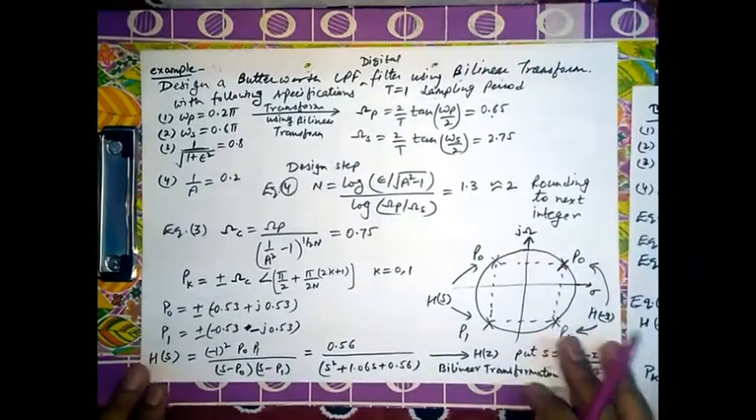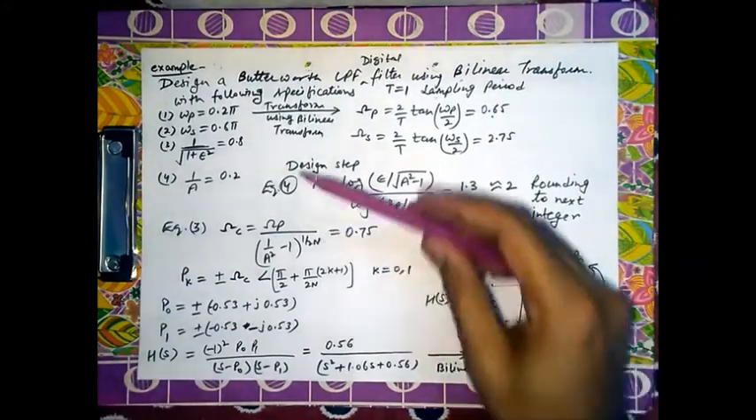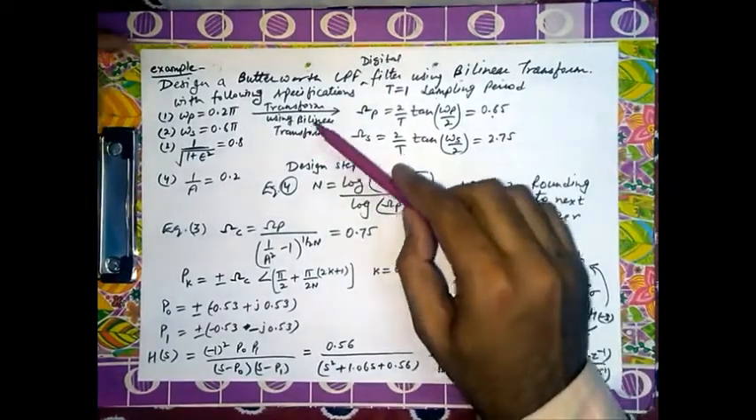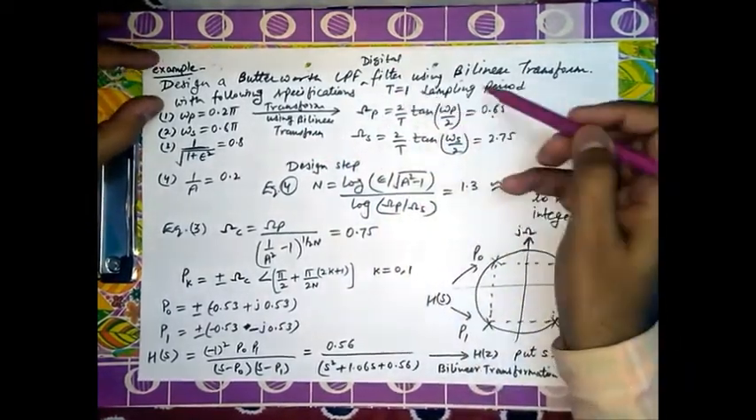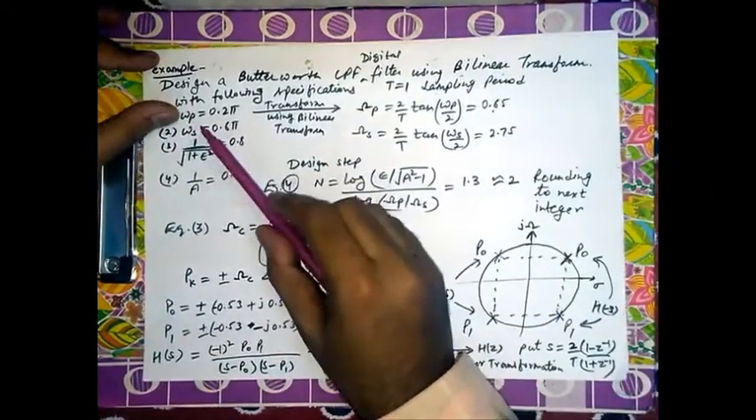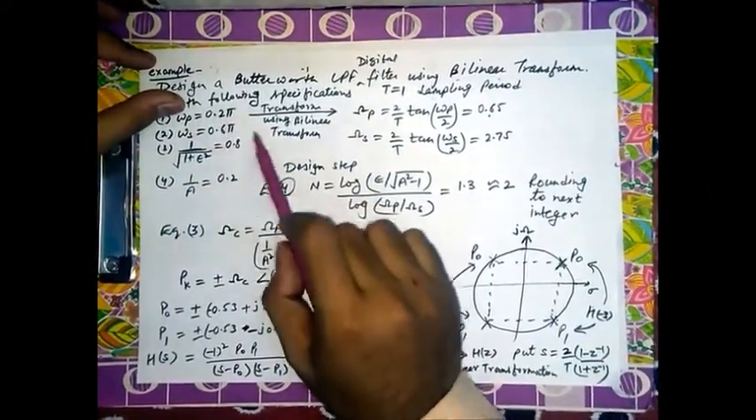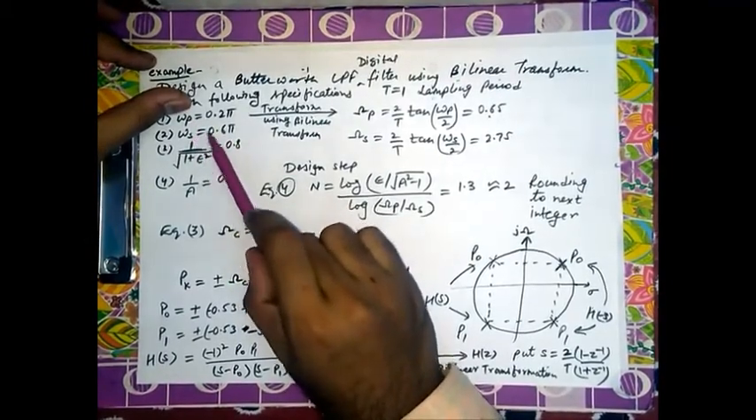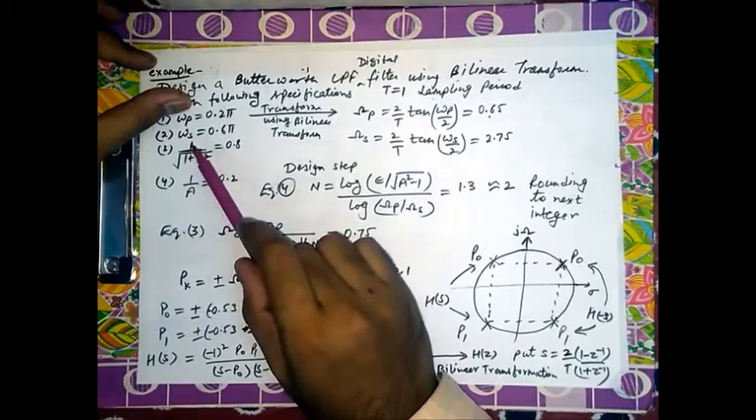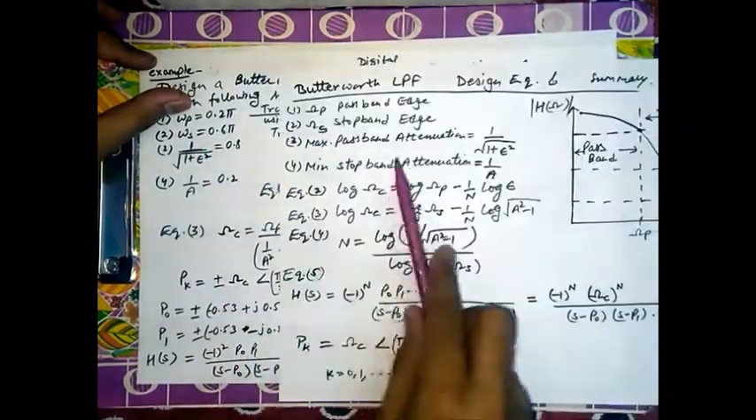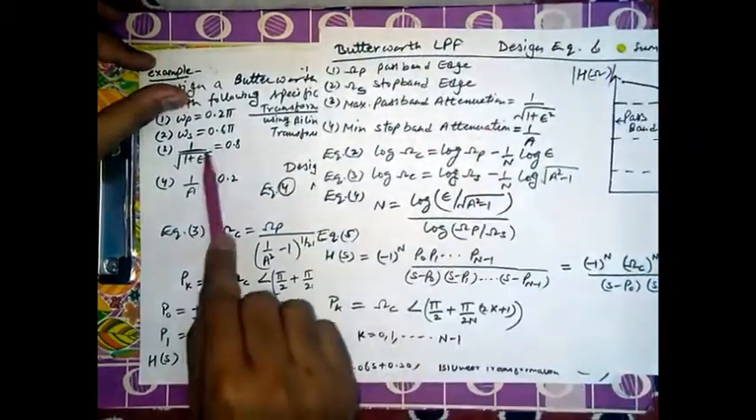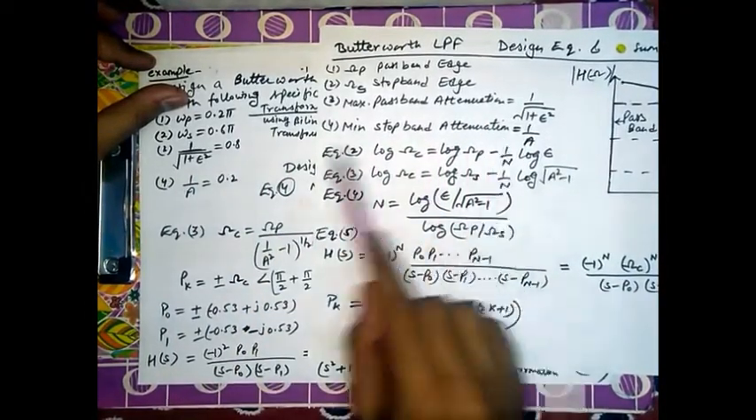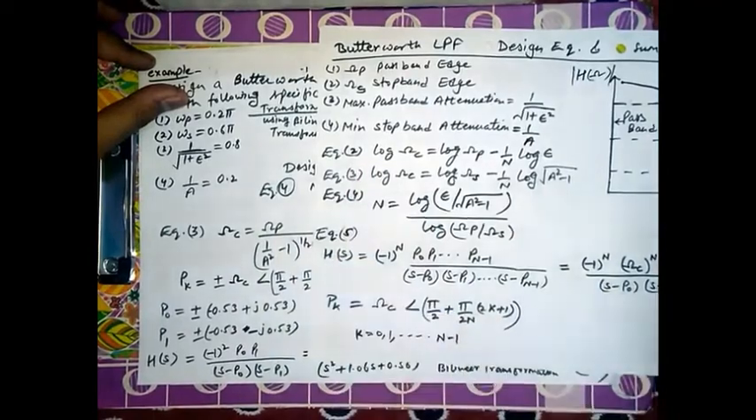Now first, let us design a Butterworth low pass digital filter using bilinear transformation with the following specifications: T equal to 1, the sampling time period; omega p equal to 0.2 pi, the digital pass band frequency; omega s equal to 0.6 pi, the stop band frequency; maximum pass band attenuation given as 0.8, and minimum stop band attenuation given as 0.2. So I have just put the values.